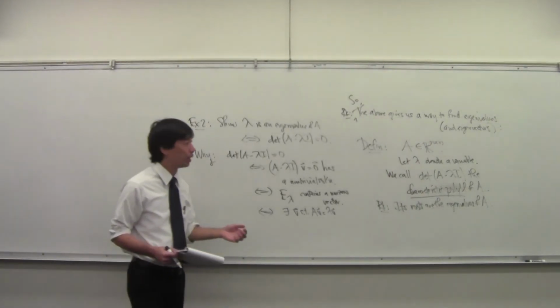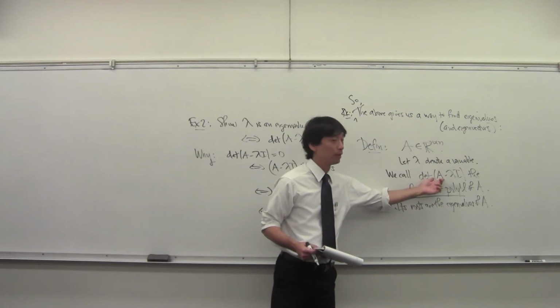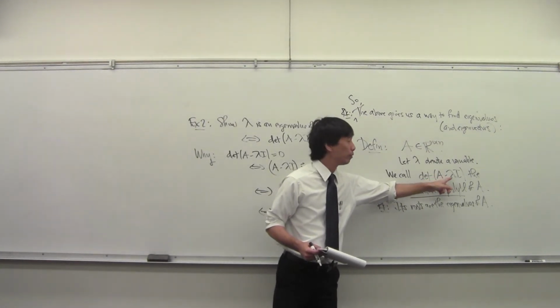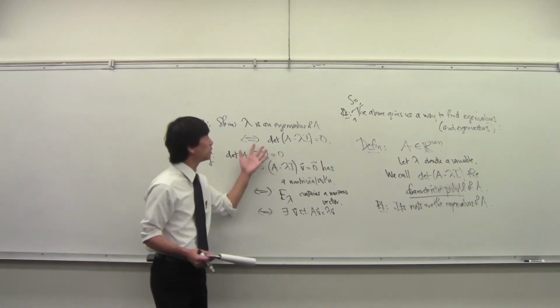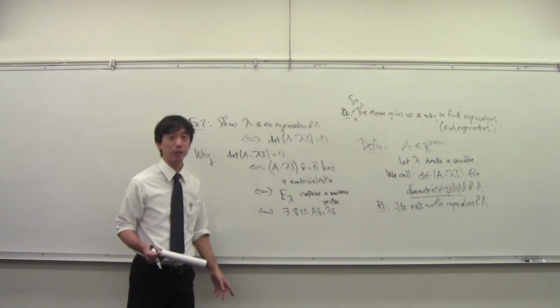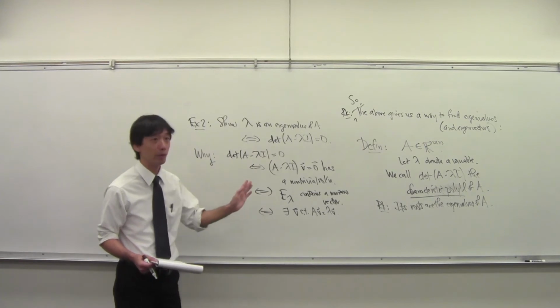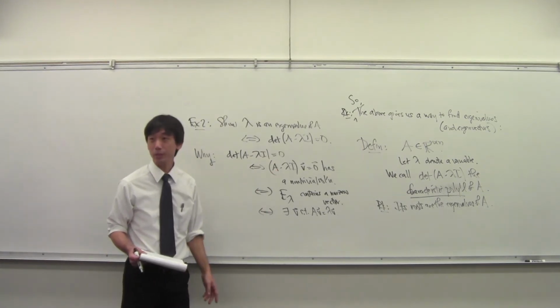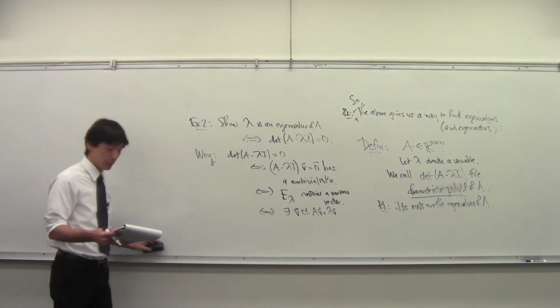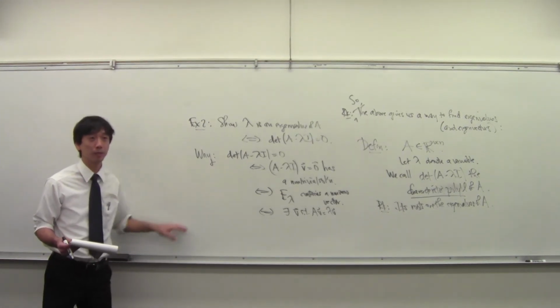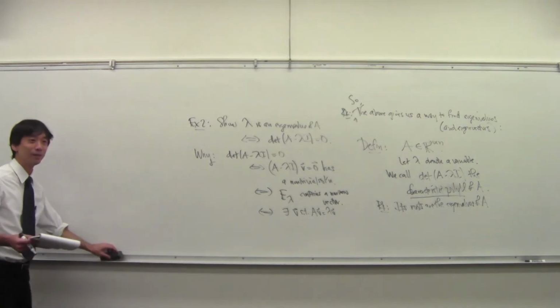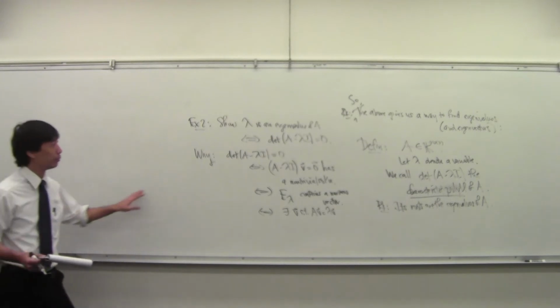We make a polynomial, and whatever lambda makes this polynomial equal to 0, those are going to be the eigenvalues. The roots of the polynomial, whatever lambdas make that thing equal to 0, those guys are the eigenvalues, by this thing here.